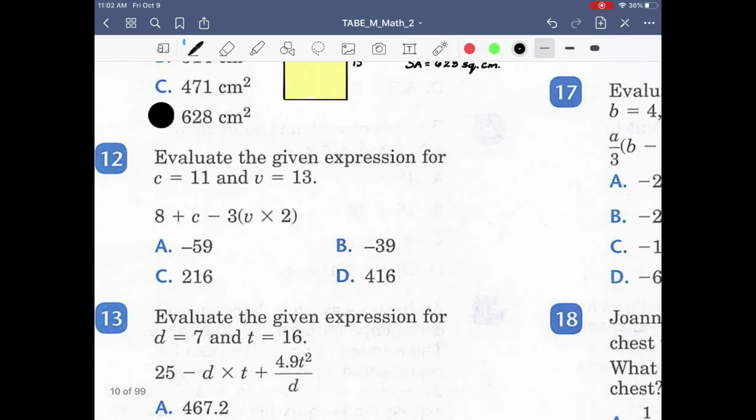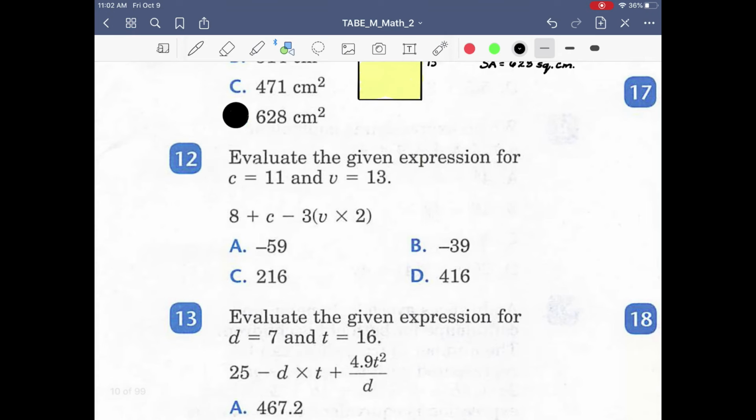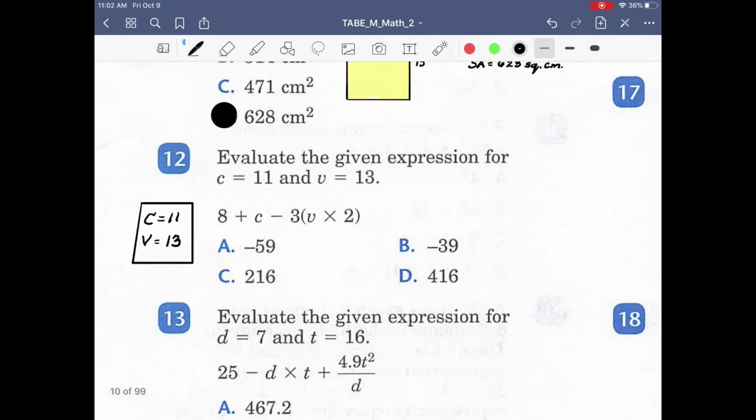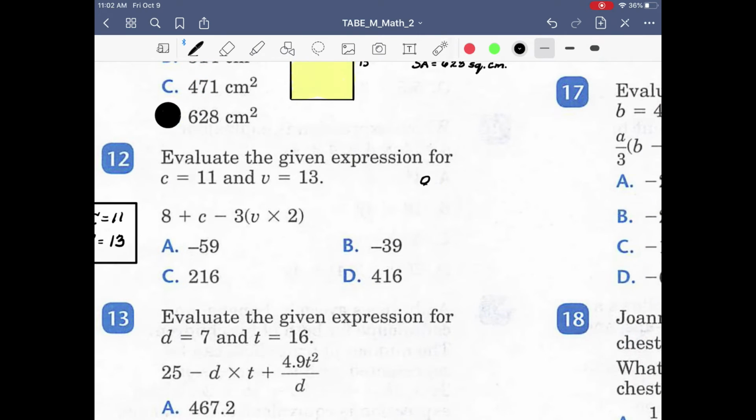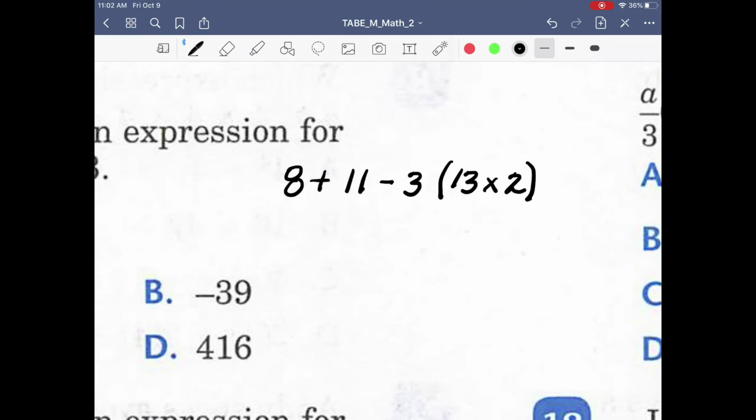Number 12. We are going to evaluate the given expression for, again, they've defined variables, so let's do the same. C is 11 and V is 13. So the expression is another long one. It's 8 plus C minus 3 times V times 2. And I just went ahead and substituted while I'm writing it. I normally don't do that. I'll normally copy the formula, but I'm a little limited on space here.